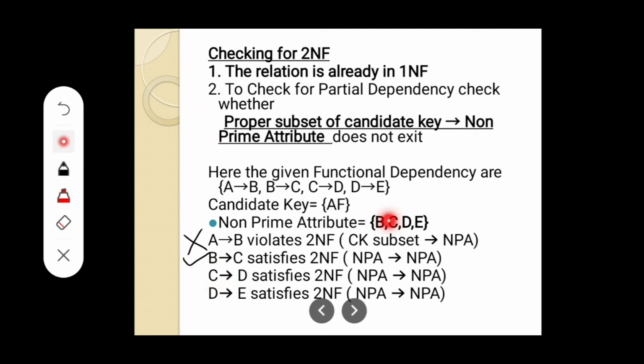What is C? C is a non-prime attribute. D is also a non-prime attribute. So this also satisfies. Clear?